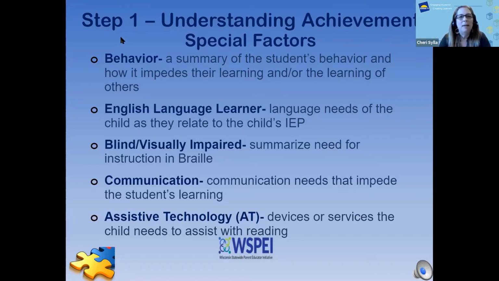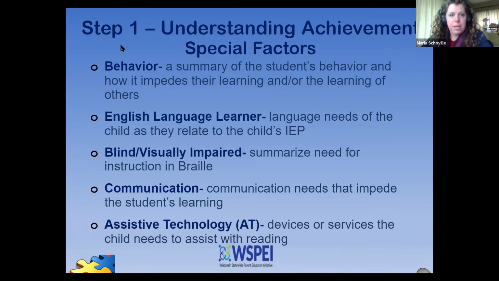Maria? All right, so the special factors is on page 4. So the things I would add for that is the behavior. So if we were to say there was a behavior that we were concerned about, you may have had a functional behavior assessment completed.